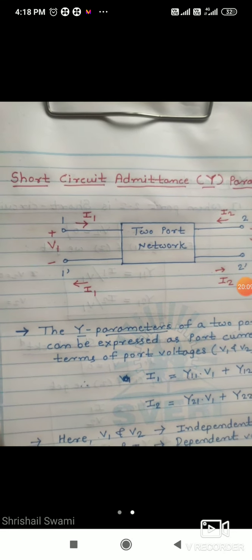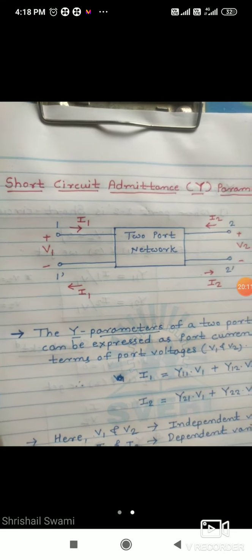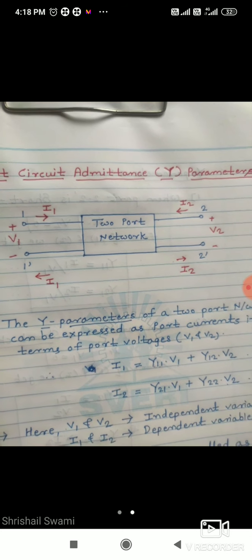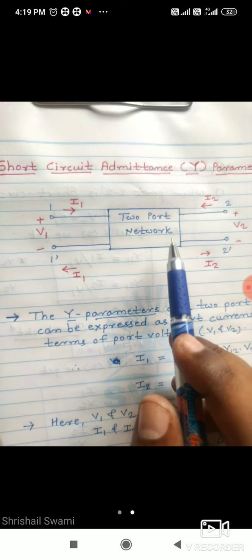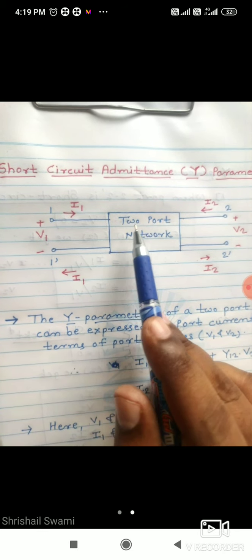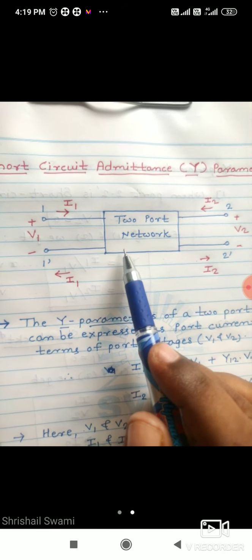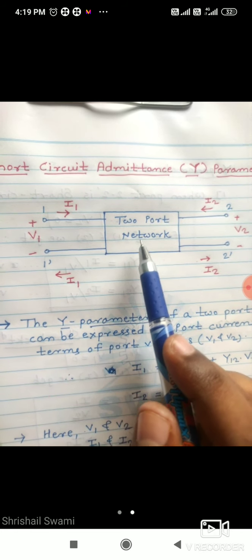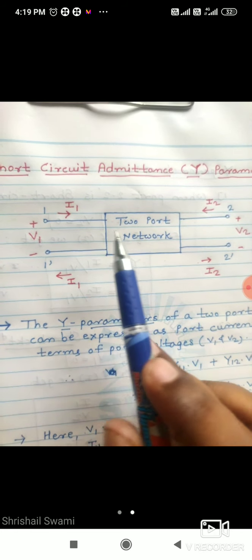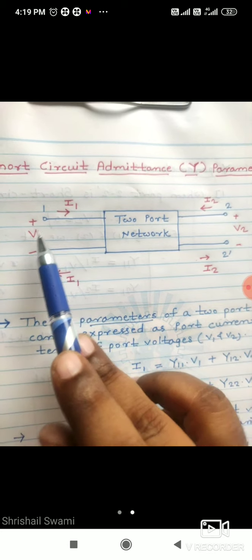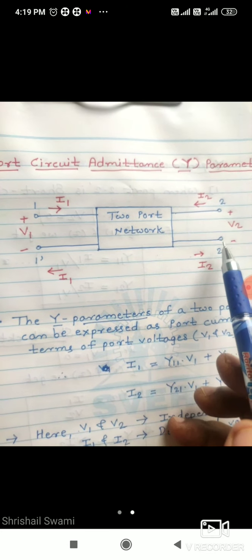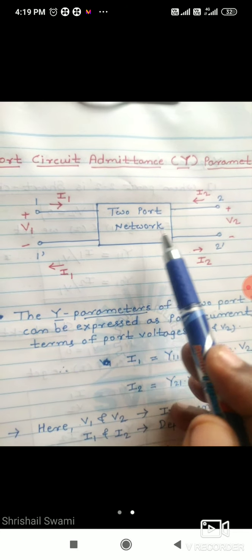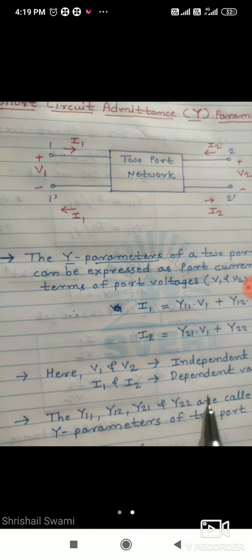Now we'll start the next parameter, that is the short circuit admittance parameters. Today we will cover the theoretical part. As I told, we have to use the common diagram here for each and every parameter. This is the two-port network having two pairs of terminals, 1 1 dash and 2 2 dash. Mark the port variables plus minus V1, I1, plus minus V2 and I2. Now we'll start.